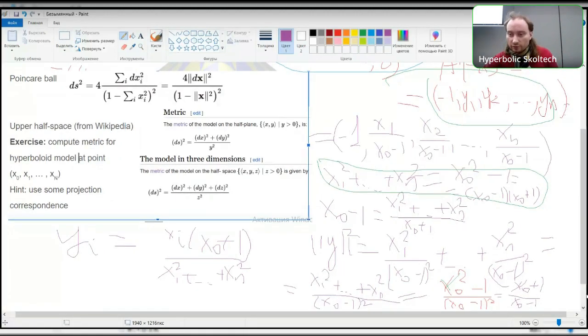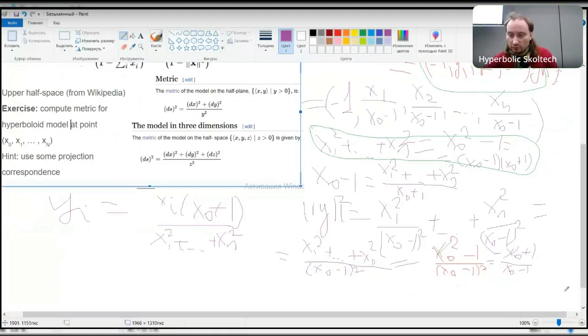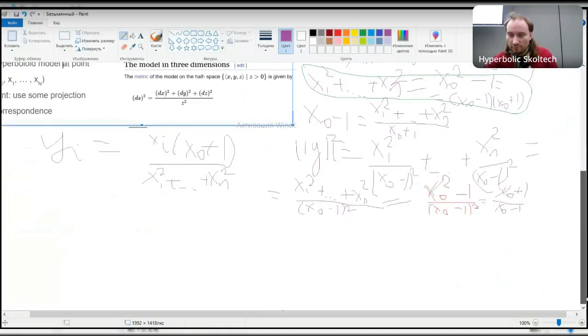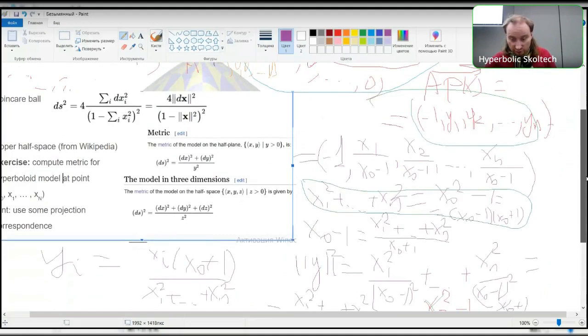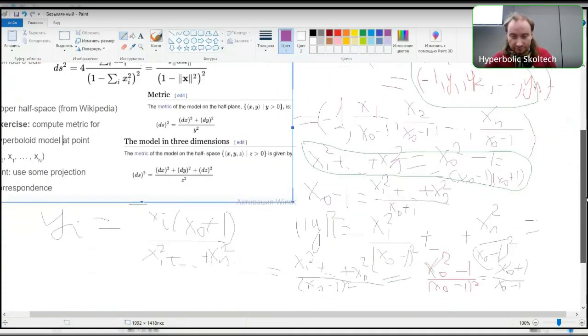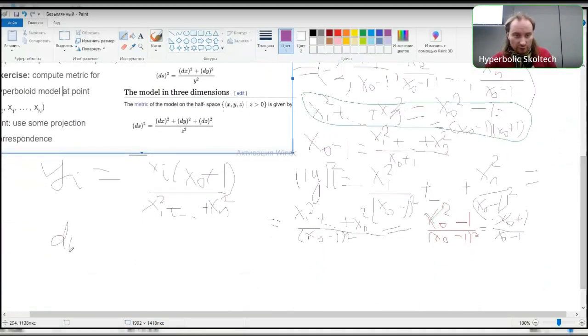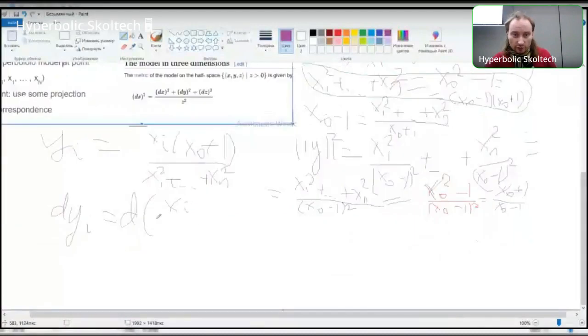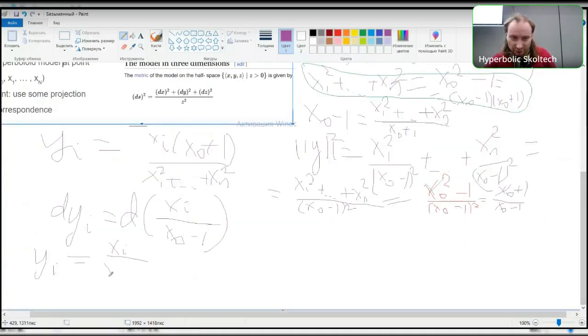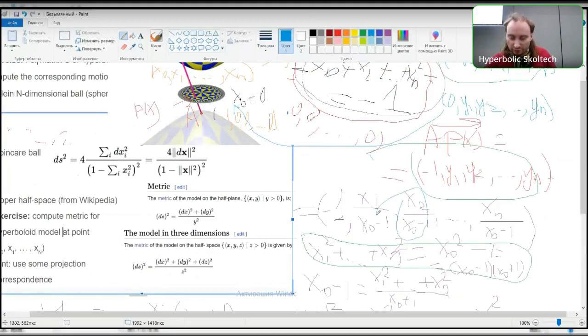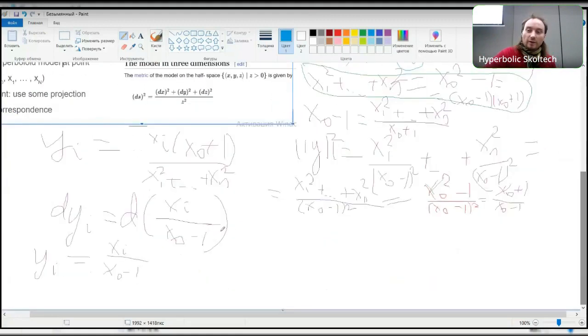So yeah, what now? Let's compute dy. So dy is just d of xi over x0 minus 1, since we have yi. I should compute it before the lecture by myself, not just improvising. You probably remember that we computed yi's already, and then to compute dyi from dxi, we take this, so dxi.